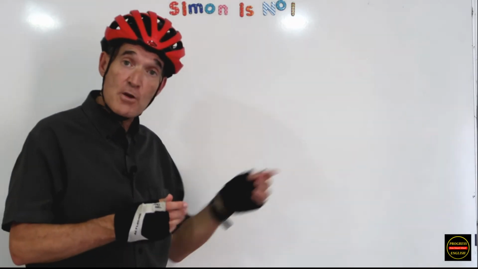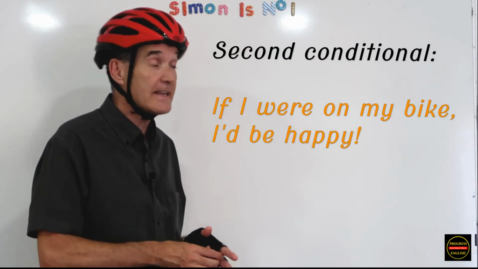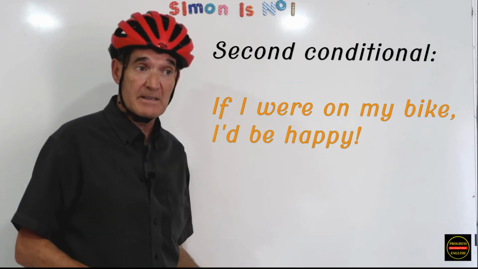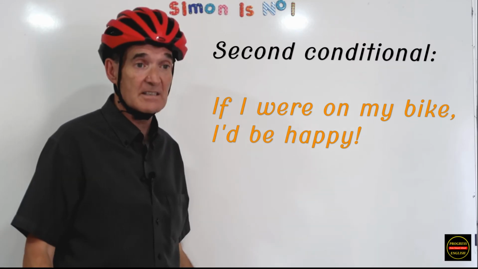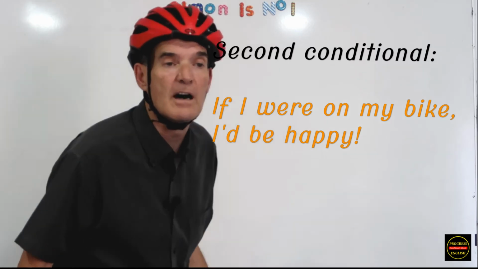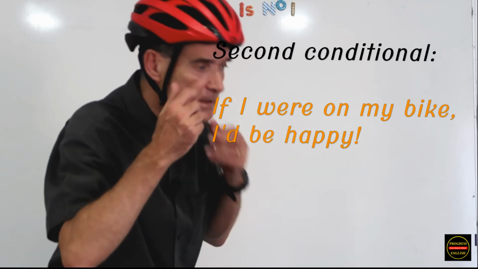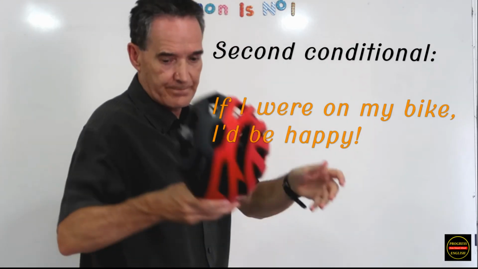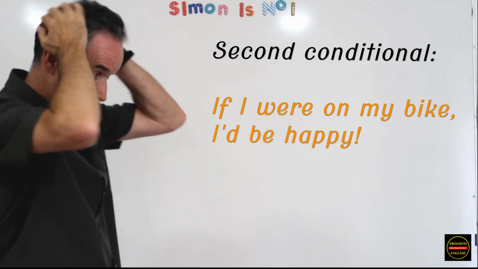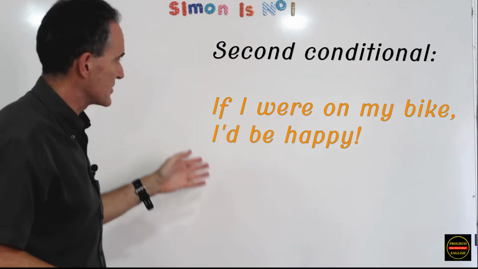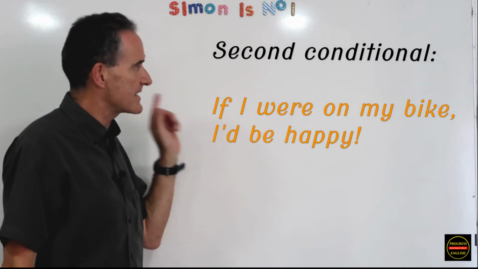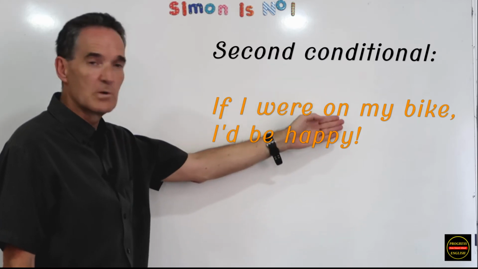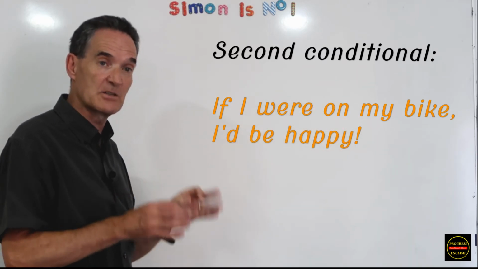Okay, so if I were on my bike, I'd be happy. But I'm not on my bike. I'm here, as I said, I'm here teaching. So, second conditional. If I were on my bike, I'd be happy. If I were, simple past and would plus an infinitive for the second conditional.